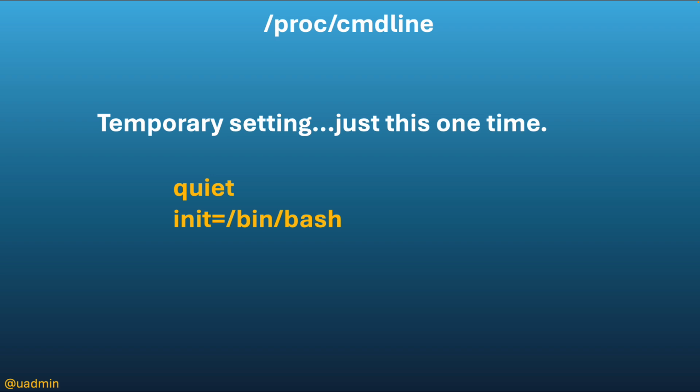With quiet, you suppress most of the output that the system generates at boot time. And the second argument will simply start a bash shell, and that's it. So you can then troubleshoot and reset your system when you're done. Now let's have a look at both of them.